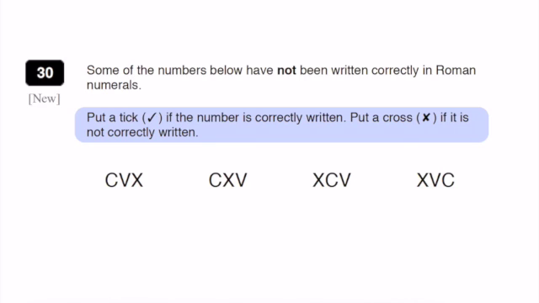Some of the numbers below have not been written correctly in Roman numerals. Put a tick if the number is correctly written. Put a cross if it is not correctly written. Press pause while you do this, please.